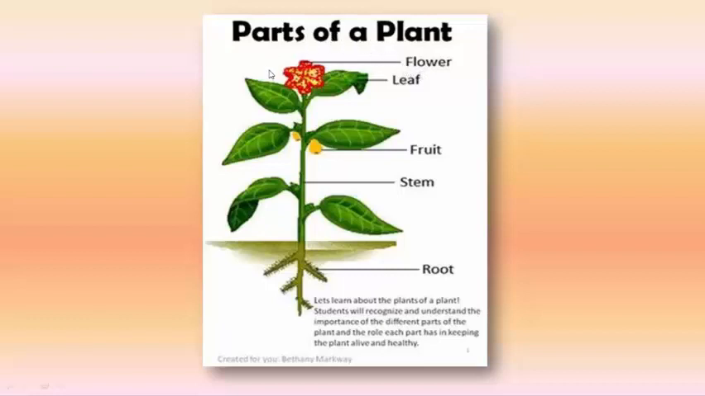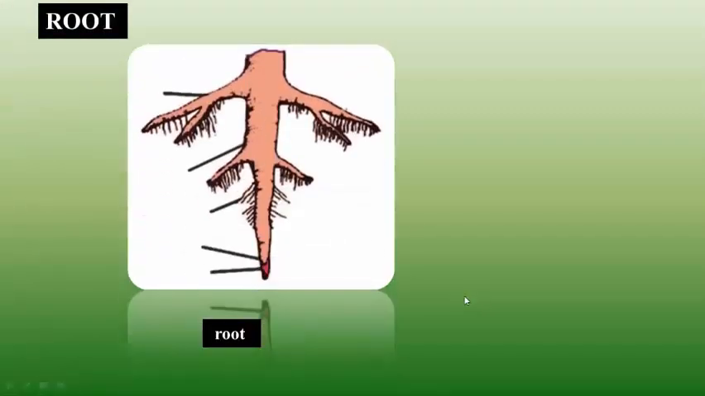Look at this picture carefully. We see that the part root grows below the earth and the stem, fruit, leaf and flower, these 4 parts grow above the earth. Root. Now see this picture.